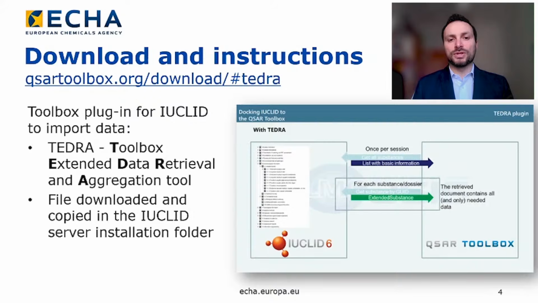First of all, you need to download the plugin and install it. You can do it from the address written in the slide in the Qsr Toolbox website. The plugin is called TEDRA, which stands for Toolbox Extended Data Retrieval and Aggregation Tool. And I will save you from all the technicalities, but what you need to know is that the plugin is a file that needs to be downloaded and copied in the Euclid server installation folder. In this link, you will also find detailed instructions on how to do it.